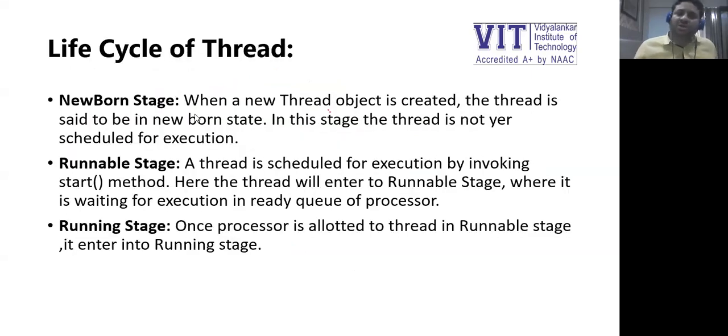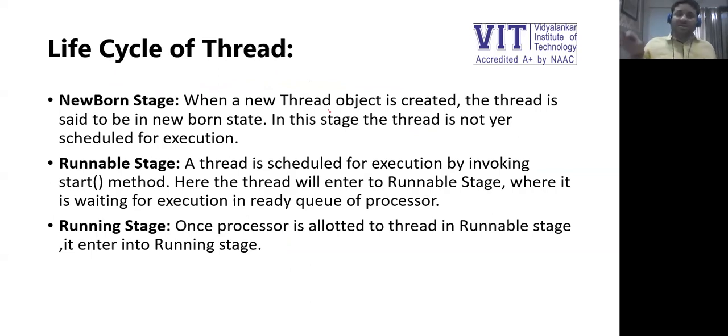Newborn state: when a new thread object is created, the thread is said to be in newborn state. At this stage, the thread is not yet scheduled for execution. Runnable state: a thread is scheduled for execution by invoking the start method. So it is the start method that actually activates a thread. Here the thread will enter into runnable state, where it will wait for execution in the ready queue of the processor.